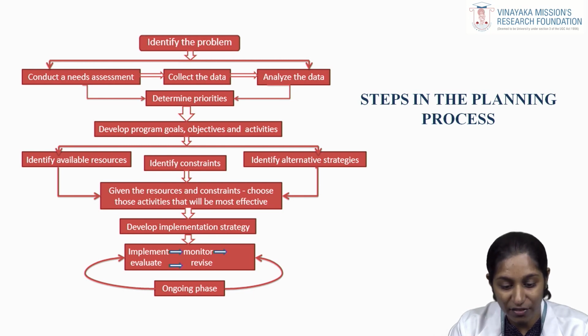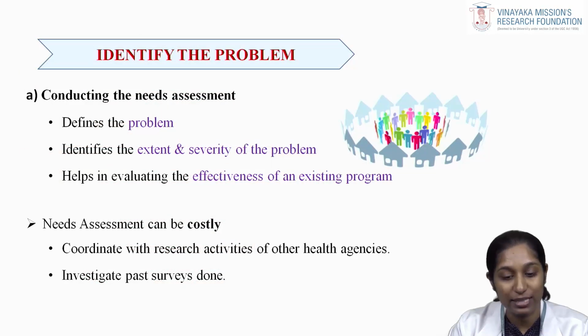It starts with the identification of the problem. Then comes the conduction of needs assessment, collecting the data, analyzing the data, determining the priorities, development of program goals, objectives and activities, identification of the resources, constraints, development of the implementation strategy, its implementation, and finally monitoring and evaluation of the program, and that is an ongoing process. Now let's see each step in detail.